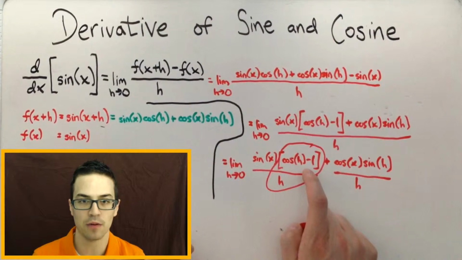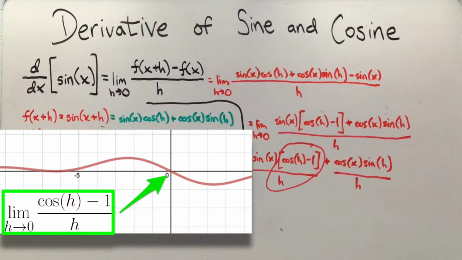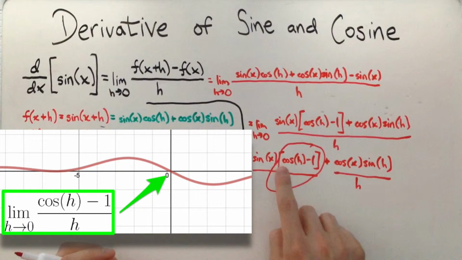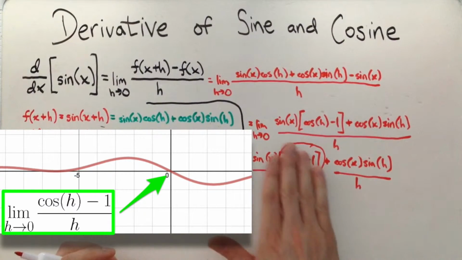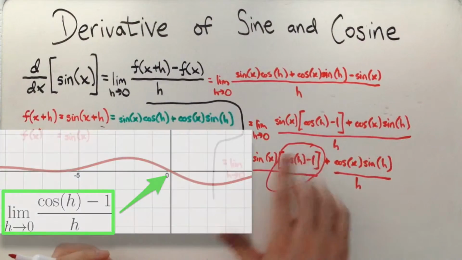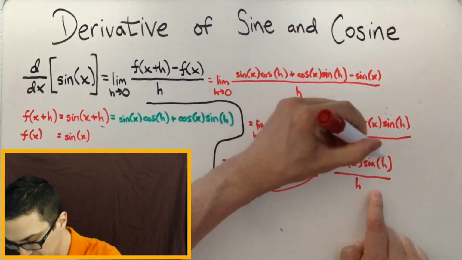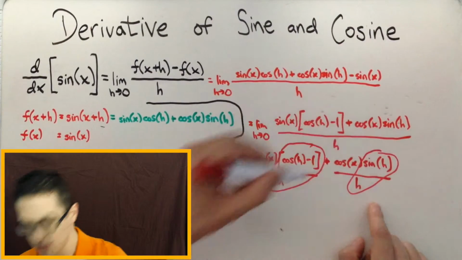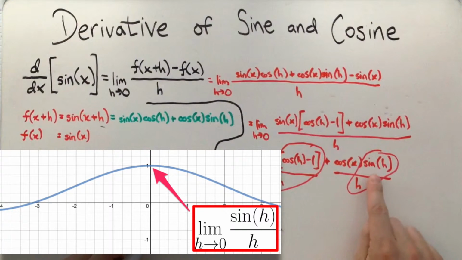That goes to 0. If you plugged in just this limit and graphed it, or used a table to numerically figure out what this ends up being, it's 0. So since this part ends up being 0, it does not matter what this sine x is, because this whole part is 0. So you can just act like that goes away. And then the second part over here, we have a sine h over h. Now if you plugged that into your calculator and graphed it, or plugged that into a table, you'd end up having this be equal to 1.